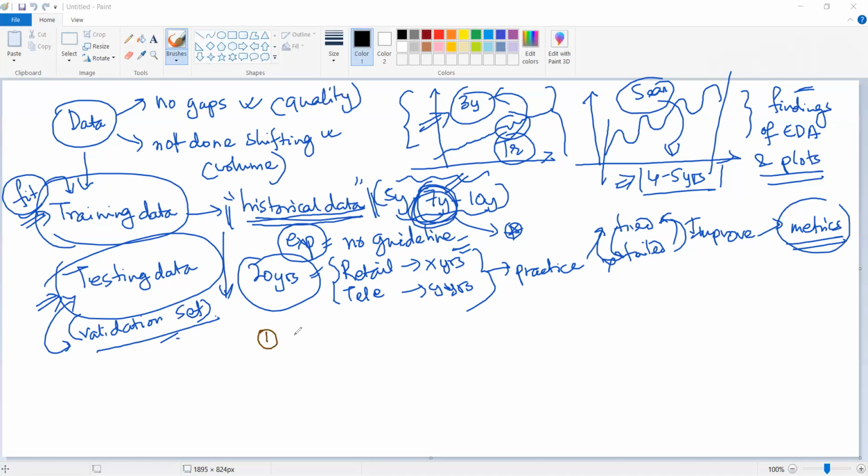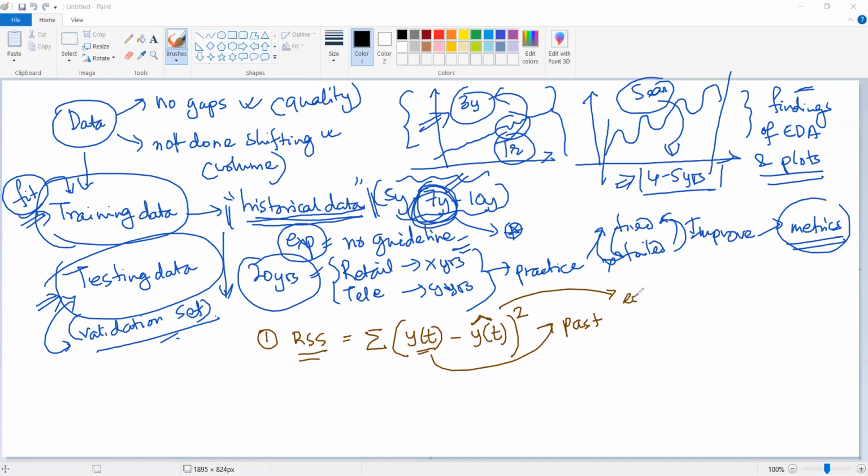The first metric we use is the residual sum of squares. As you already know from the regression session, this is the value of y at any given time t minus the estimated value, yt hat. You take a sum and square the differences. This is the residual sum of squares. yt is something which has happened in the past, the training value, and yt hat is the estimated value.